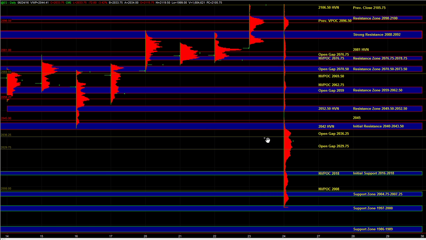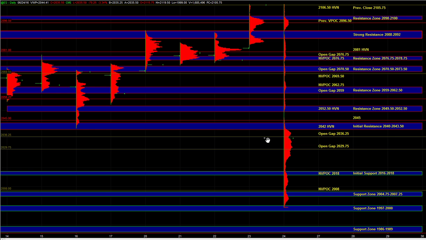But we don't want to be aggressive on the long side. Given the time frame alignment, we can be aggressive on the short side. And if that means taking a trade, getting stopped out, and then re-entering at a better spot, that's going to be the strategy. That's going to be the way to go right now.